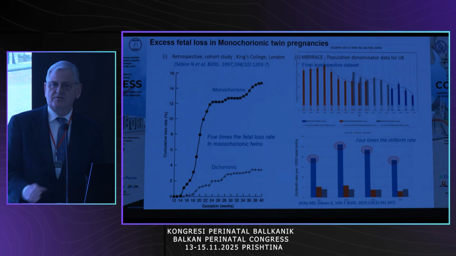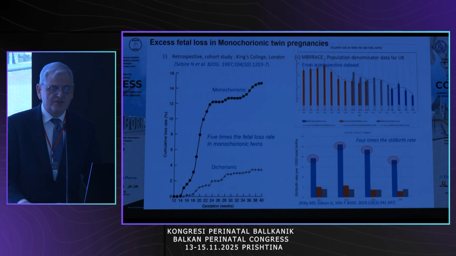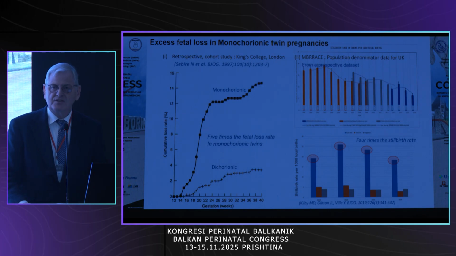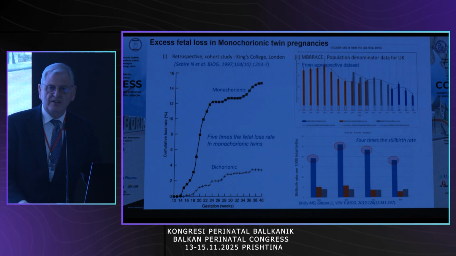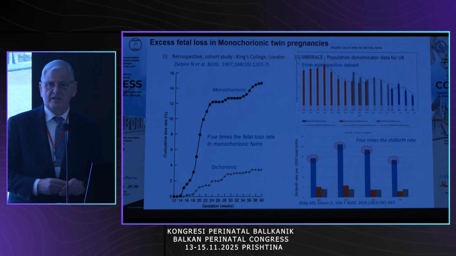The now classic data from Kypros Nicolaides on the left-hand side of this slide shows the cumulative fetal loss week by week throughout pregnancy for both monochorionic and dichorionic twin pregnancies. And you can see that the risk for monochorionic twins is 5 times that of dichorionic twins. And that risk is greatest between the gestations of 14 and 26 weeks gestation. And again, from the Embrace data, you'll see from our published work that the stillbirth rate in monochorionic twins was 4 times that of dichorionic twins, and dichorionic twins have very similar perinatal mortality to singletons.